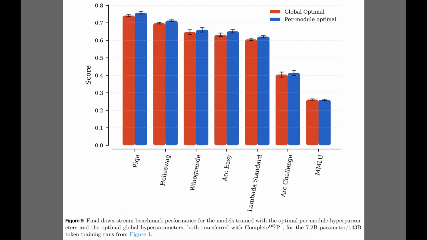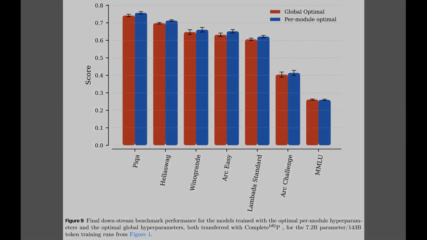Alright, moving beyond training curves, Figure 9 validates the final model quality on downstream tasks. This chart compares the 7.2 billion parameter models on standard benchmarks like PIQA, HellaSwag, and MMLU. The red bars represent the baseline using global optimal settings, while the blue bars show the performance with the transferred per-module hyperparameters. Across the board, the blue bars consistently edge out the red ones, proving that the efficiency gains from per-module tuning actually arrive with improved reasoning capabilities, rather than any trade-off in quality.